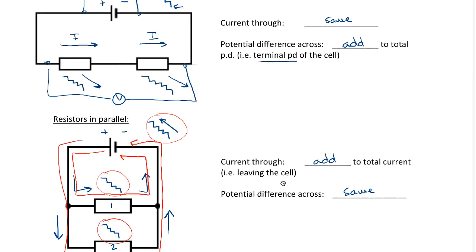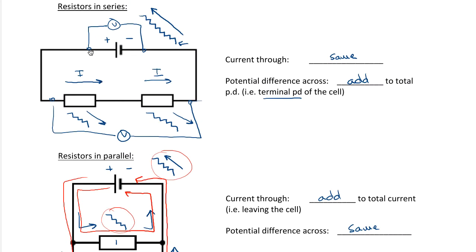So if we come back up here, I've shown voltmeters connected in parallel across both the cell and here across both resistors, and if I wanted to measure the current in the system, I would have to put an ammeter in series with the resistors. So that's an introduction to resistors in series and in parallel and their properties.